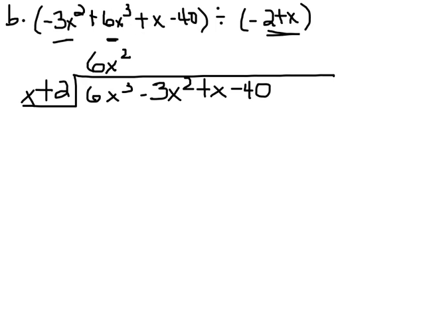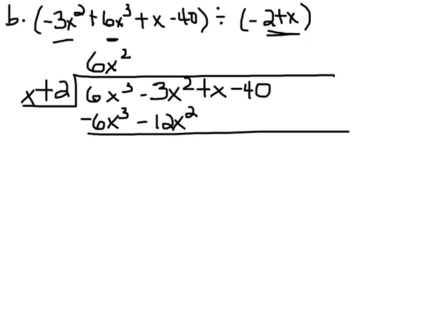Now I multiply. 6x squared times x is 6x cubed. And I change that sign. 6x squared times 2 is 12x squared. And I'm going to make that a negative. Now I do my subtraction. These are gone. And I have negative 15x squared. Bring down the next term.